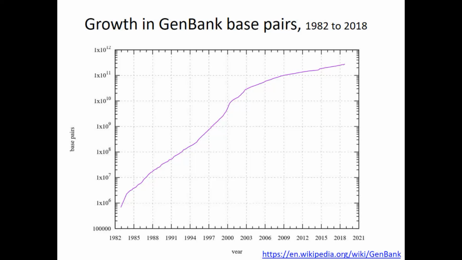The size of the amino acid database is increasing rapidly. The growth rate of the nucleic acid database is even more striking. Here I show you the growth in GenBank base pairs from 1982 to 2018. There is an increase on the order of 10 to the power of 6 in the base pairs.